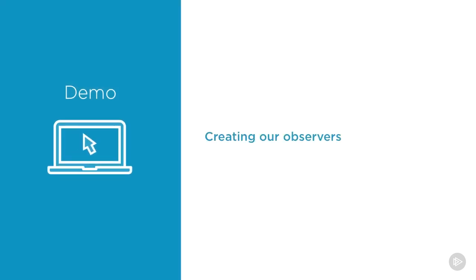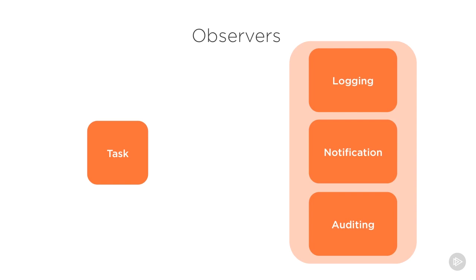All right, now let's create our observers that want to observe task. And if you recall from our slides earlier, we've got three observers. We've got the logging service, the notification service, and the auditing service. And all three of these services want to be notified when task changes.